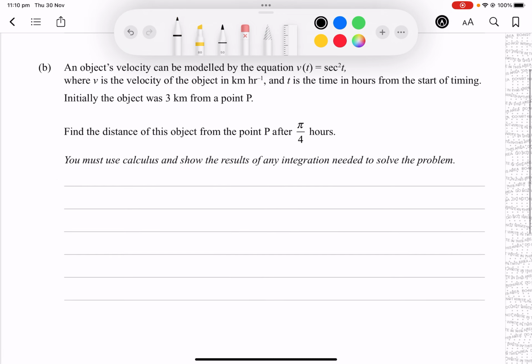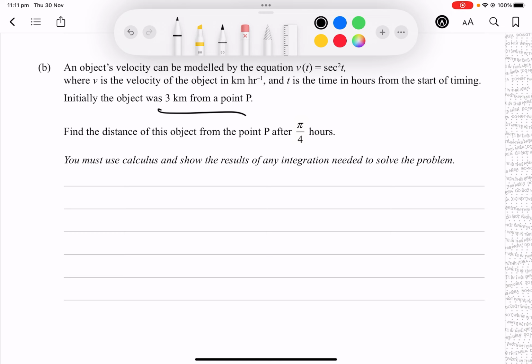Cool. So an object's velocity can be modeled by the equation v of t is secant squared t. V is the velocity of the object in kilometers per hour, and t is the time in hours from the start of timing. Initially, the object was 3 kilometers from a point P. So find the distance of the object from the point P after pi on 4 hours.